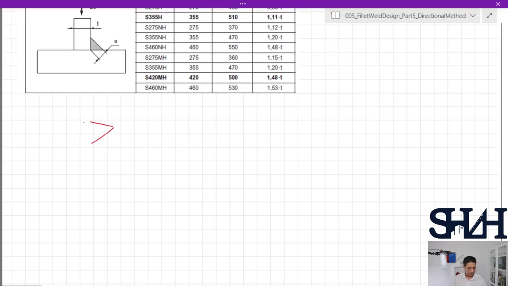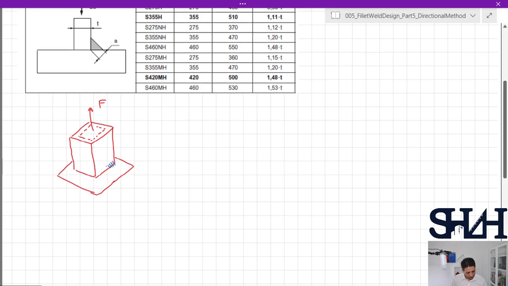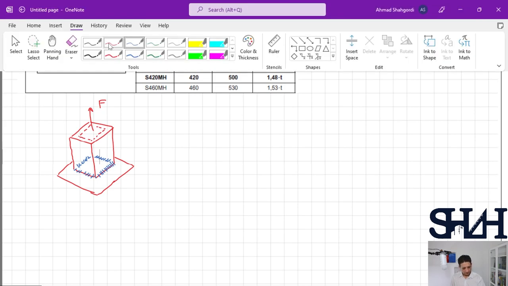Assume that you have a hollow section which is connected to another part, like an end plate, and it's going to be under only tension or compression. Whether the parameter is T or force, let's go with force F. And it's going to be welded only from outside. Let's start with what we learned in these videos.